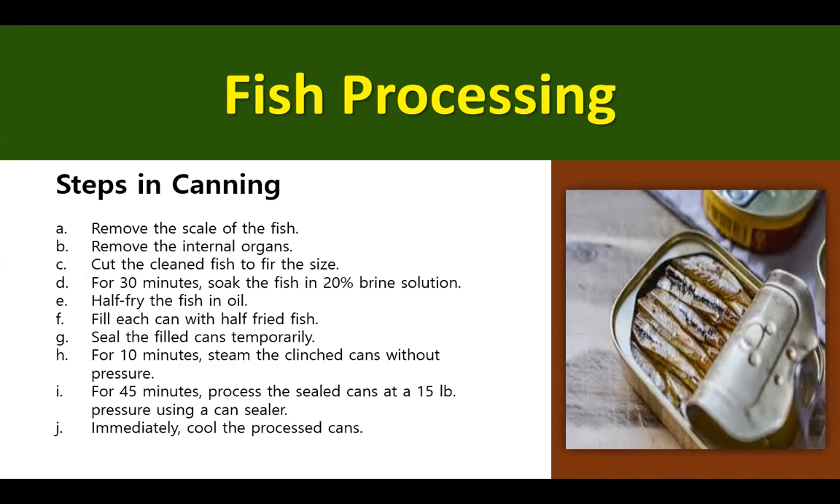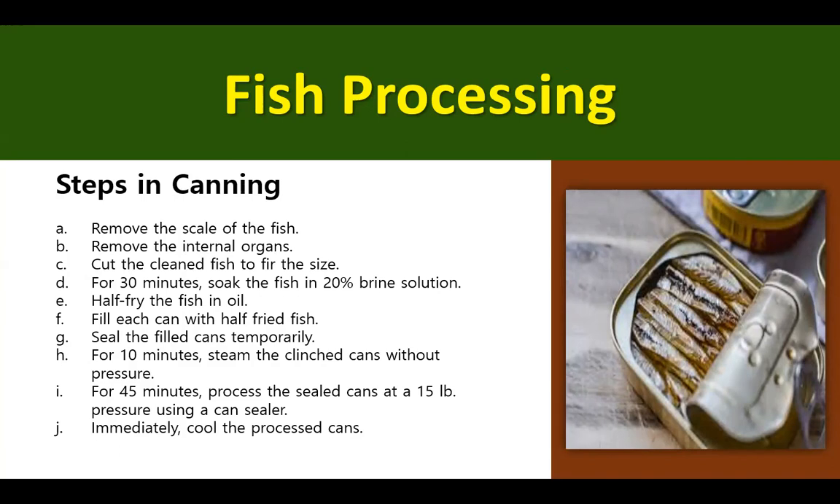Half fry the fish in oil. Next, fill each can with half-fried fish. Leave about 1/4 inch space. Add a tablespoonful of corn oil and tomato sauce. Do not add salt because the fish has been brined.